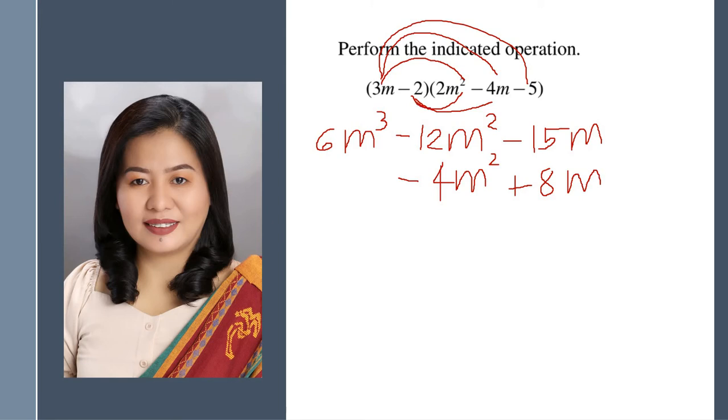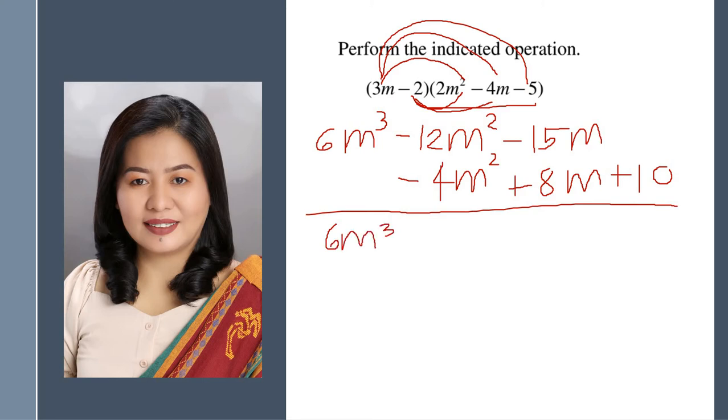And we have negative 2 times 5. So negative times negative is positive, and 2 times 5 is 10. And we can combine them. So we bring down 6m cubed. And then bring down, we'll have the same sign. So all we need to do is copy the sign and add the two numbers.